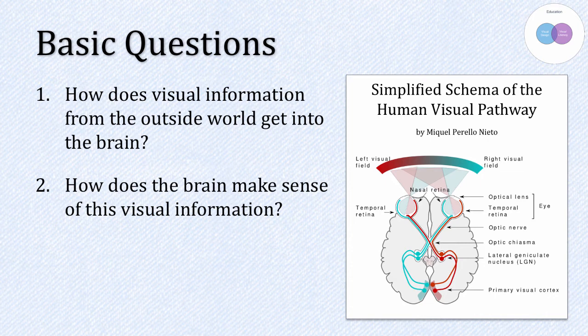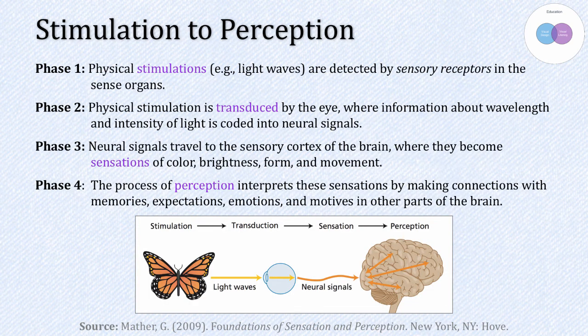The short answer to the question of how visual information from the outside world gets into the brain is that we look with our eyes, but we see with the brain. So what does that mean? Well, as shown in this graphic, there is a multiple phase process that unfolds in order for visual information from the outside world to get into our brains.